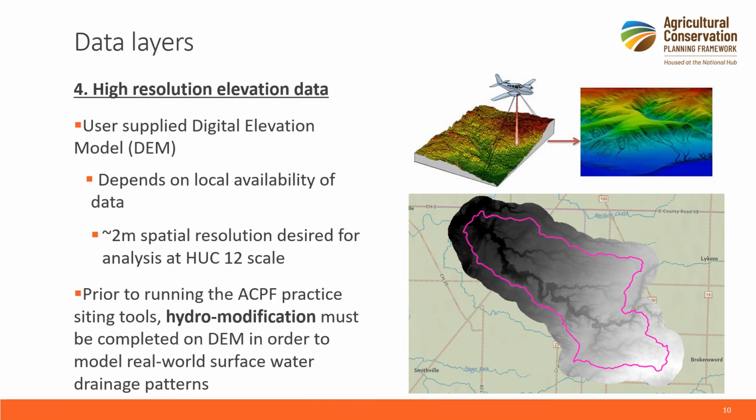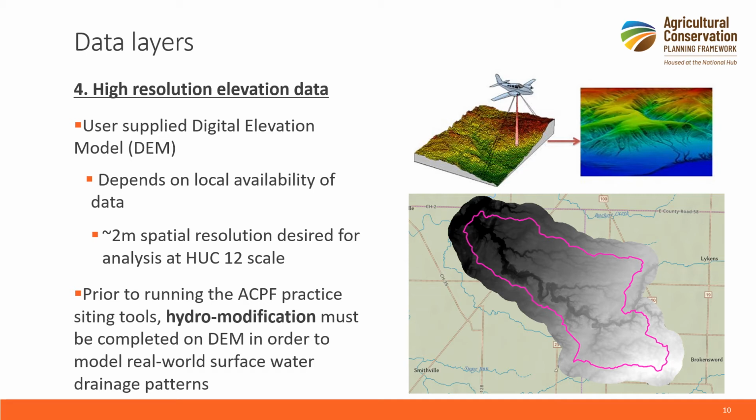Finally, the last piece of input data required to run an ACPF analysis is the high-resolution elevation data, also called a digital elevation model, or DEM. The most common method used to collect this high-resolution elevation data involves scanning the surface of the Earth with an aerial LiDAR survey. These surveys are expensive to complete and produce a tremendous amount of data that requires a lot of technical capability to manage. Because of this, the availability of these data varies by location.